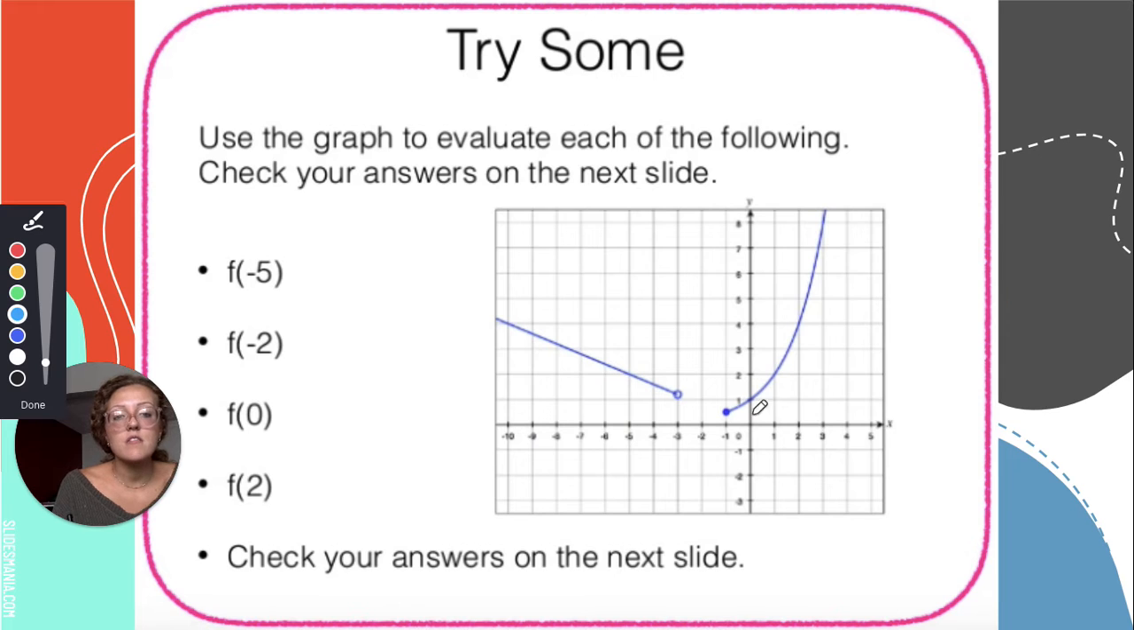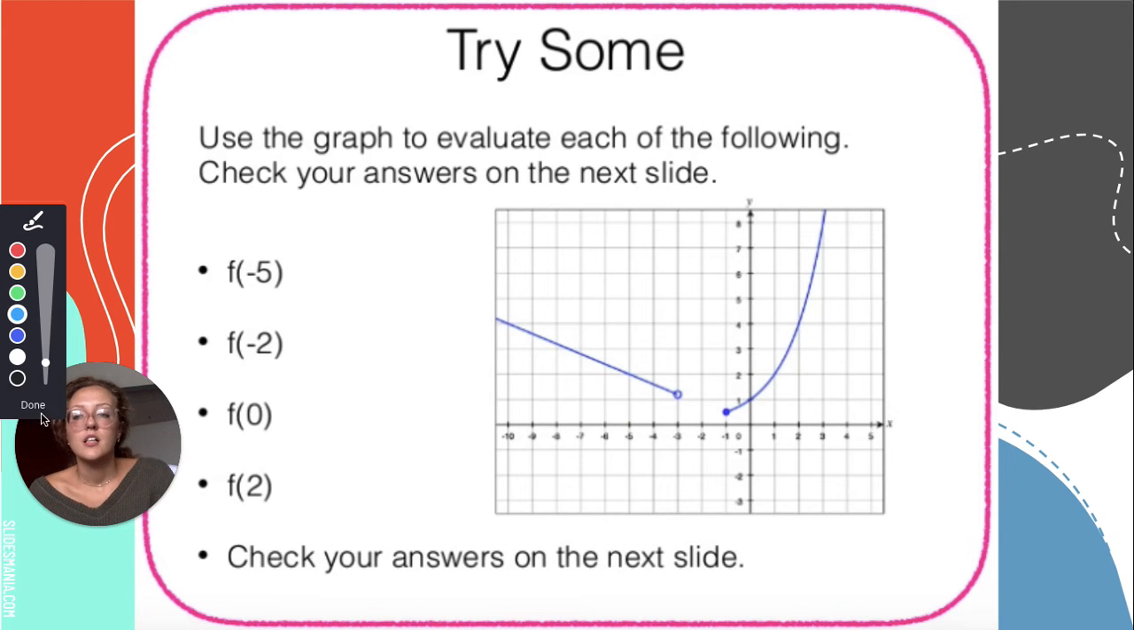Okay, f of 0, we don't go anywhere on the x-axis. We just go up, we hit 1. So f of 0 would be 1. That means that it's the ordered pair 0, 1, right? When it says f of 0, it's saying when the input is 0, what's the output? The output's 1. When I go to 2, I go up, and that's going to be 4.